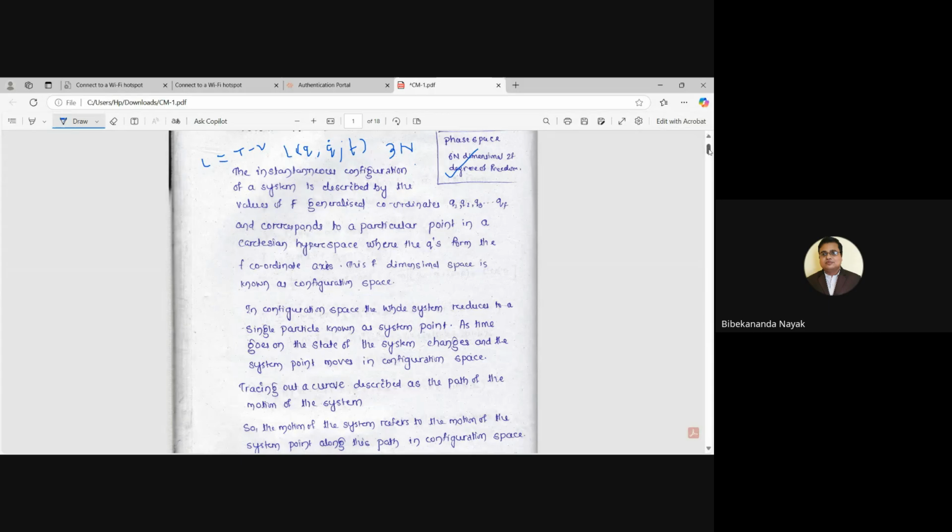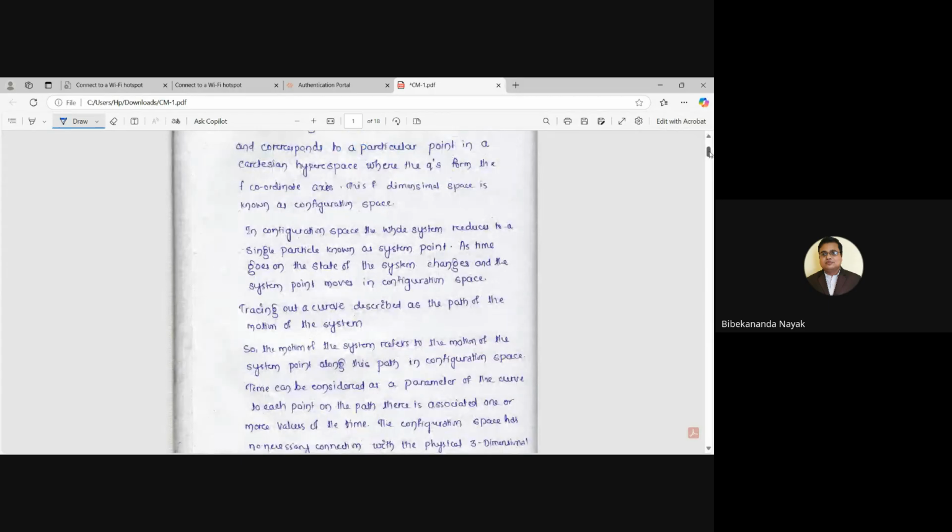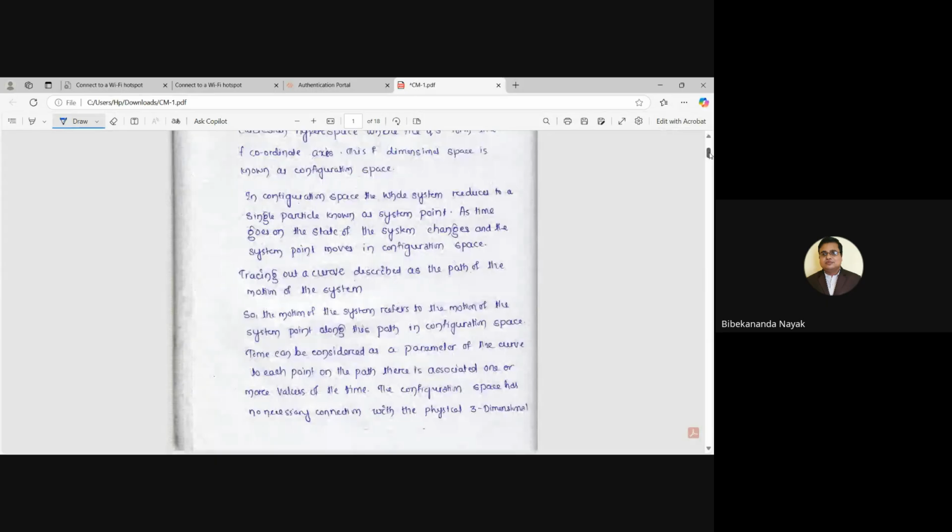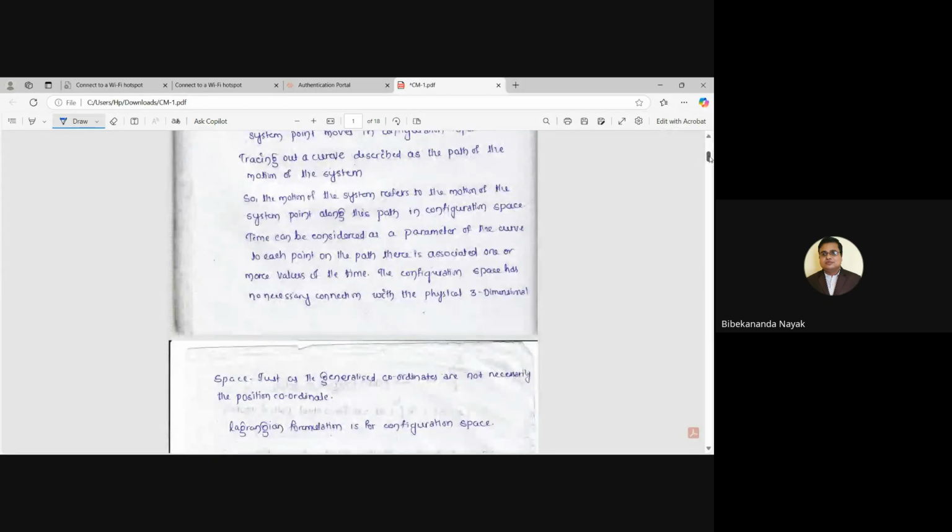That is the phase space, and the Hamiltonian formulation is done in the phase space. All are written there, you can learn it. Okay.